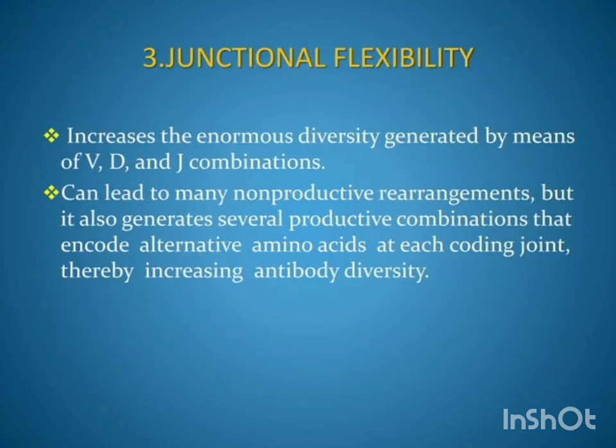The third one is junctional flexibility. It increases the enormous diversity generated by means of V, D, and J combinations. They can lead to many non-productive rearrangements, but it also generates several productive combinations that encode alternative amino acids at each coding joint, thereby increasing the antibody diversity.